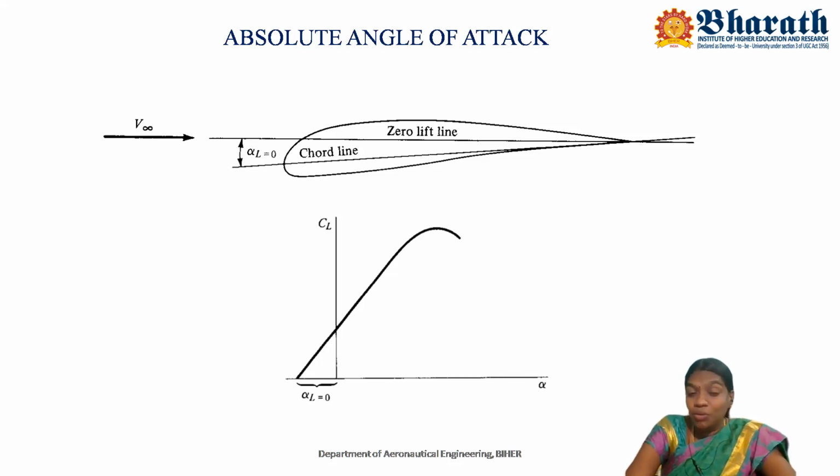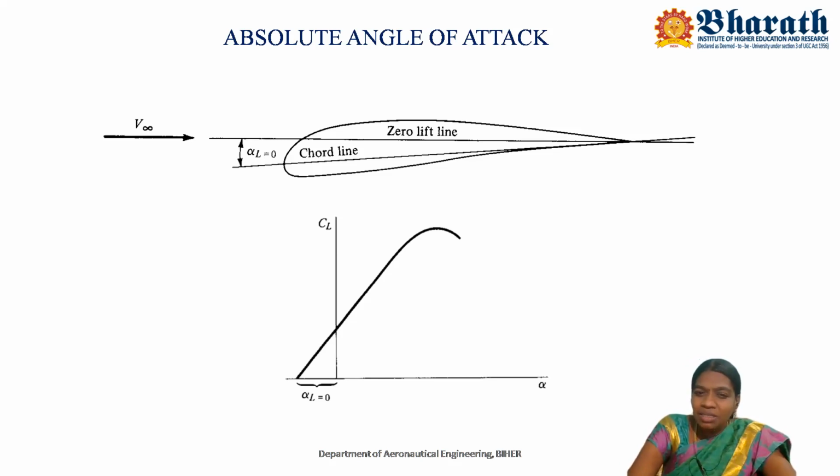What is the geometric angle of attack? It is the angle between the relative wind direction and the chord line. Now just observe this graph. This is the lift curve. The lift curve is the curve between the lift and the angle of attack.